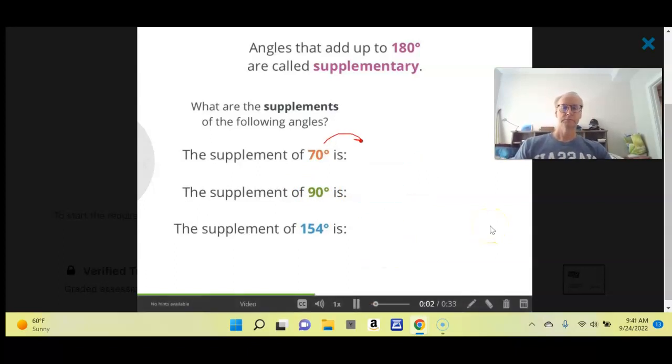Excellent! A 70-degree angle is supplementary to a 110-degree angle. The supplement of 90 degrees is actually also 90 degrees, and a 154-degree angle is supplementary to a 26-degree angle. So this is the definition for supplementary angles.